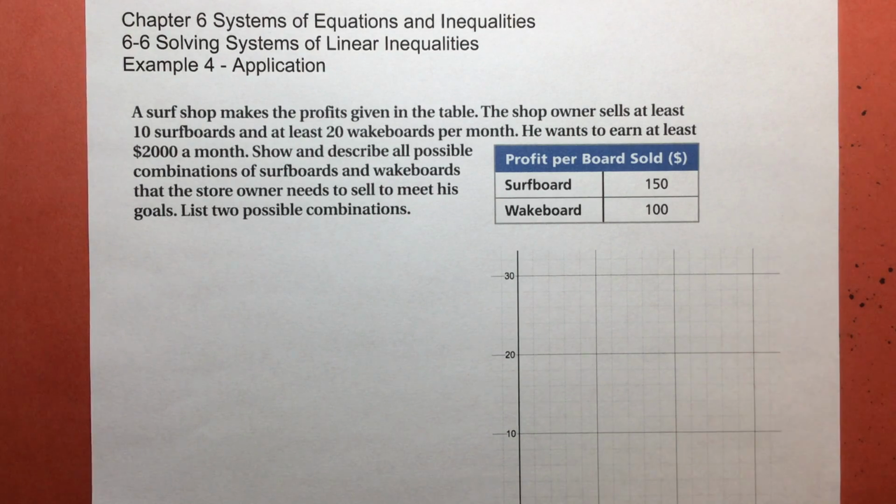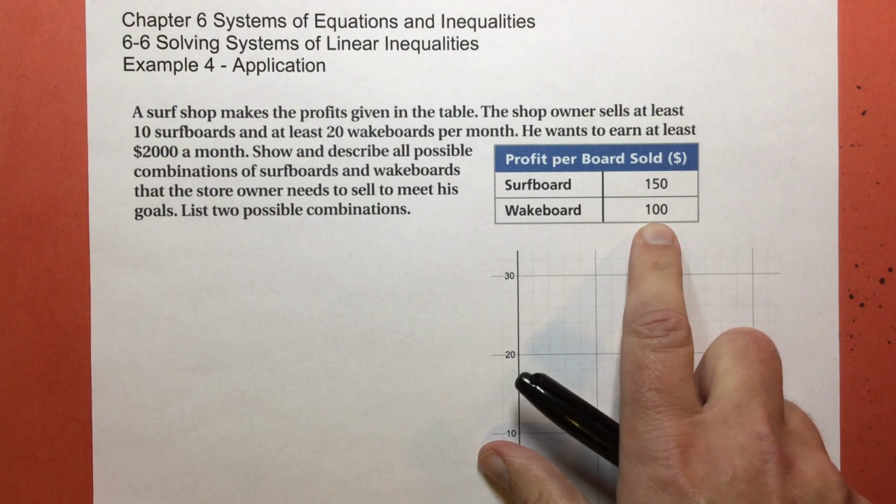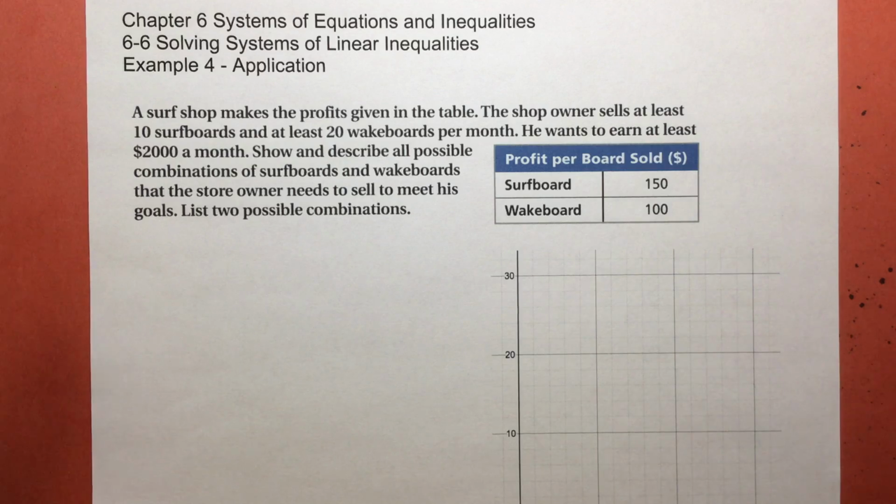The owner might, but probably doesn't, make his own surfboards. Probably buys it from a manufacturer. So part of the money goes toward that manufacturer. Even if the owner is like making his own in the shop, then there's also material supplies, there's labor, there's other costs. This is just how much profit the owner is going to make. With the wakeboards, everything's the same idea except it's $100. That's information we're going to need later.